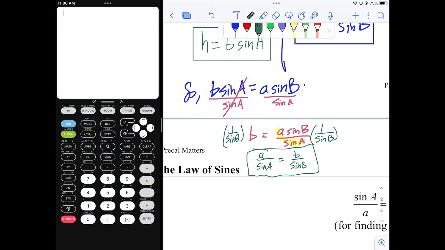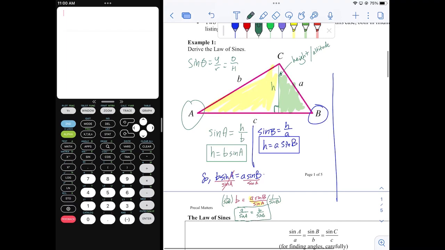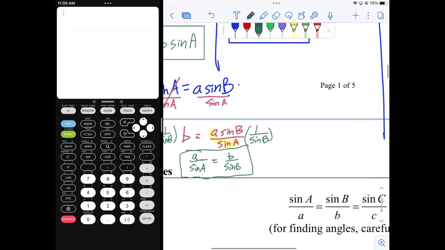Now, I could derive it for the letter C if I wanted to, but it would just involve drawing an altitude like right here, and I don't want to do that. I don't want to bore you with those details. So let's just add it in there. It works the same way. This is equal to C over sine of angle C. And that is the law of sines.